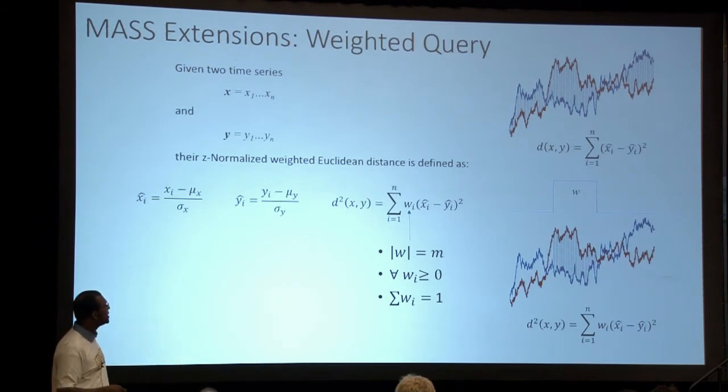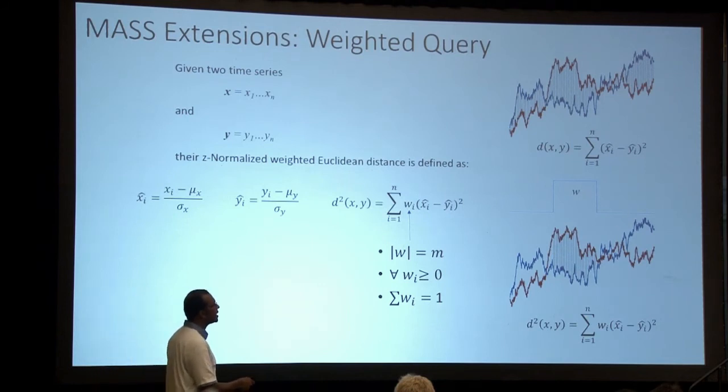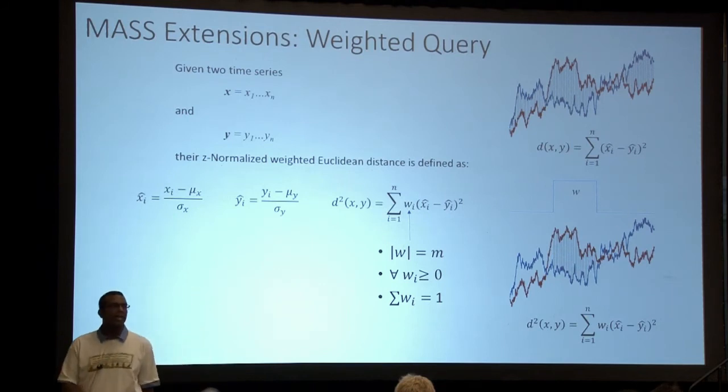So if we do that, then we should put some constraint on W. The number of elements in W should be exactly m. And then each element in W should be positive, and their sum should be 1. We can add this constraint. And then basically, if we have a W like this, which means that everywhere it is 0 and here it is not, then you are saying that I don't care about the left side and the right side. I only care about the middle part, and give me the area between the two time series in the middle part. That's exactly what you are asking for.